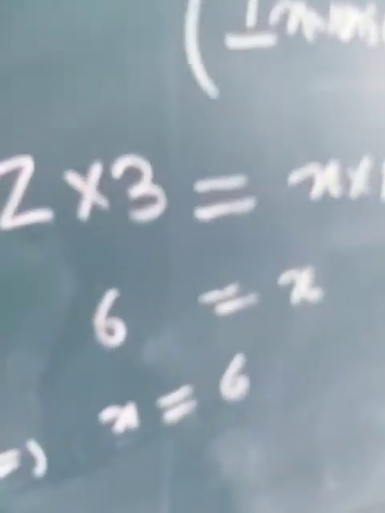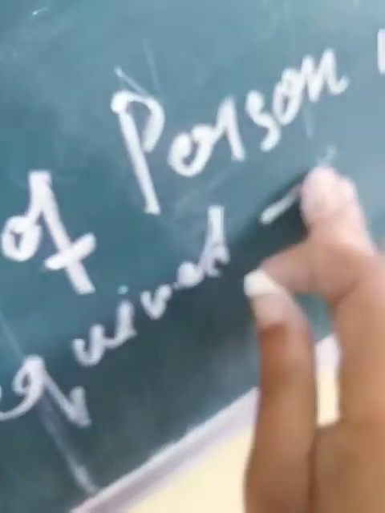So how many persons are required? You will write, hence, number of persons will be required, that is 6. So the number of persons required is 6. So this is the solution of sum number 2 of question number 10, students.